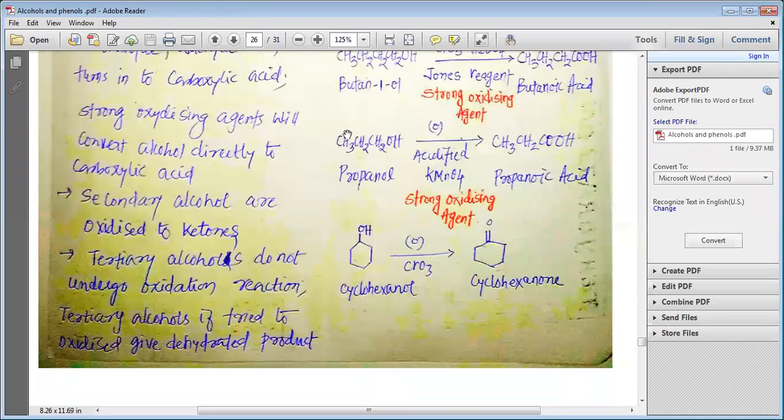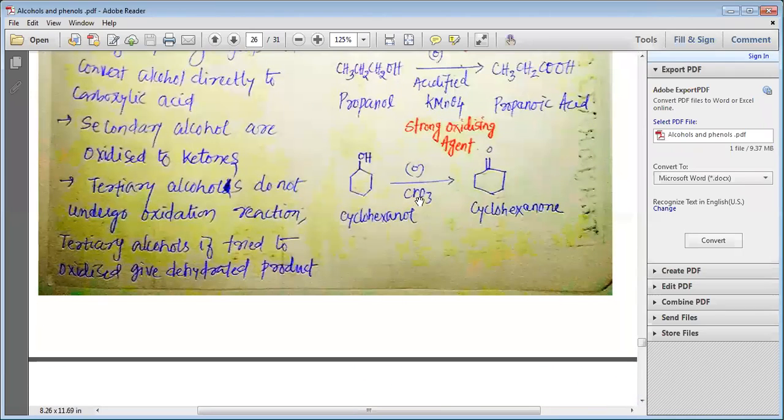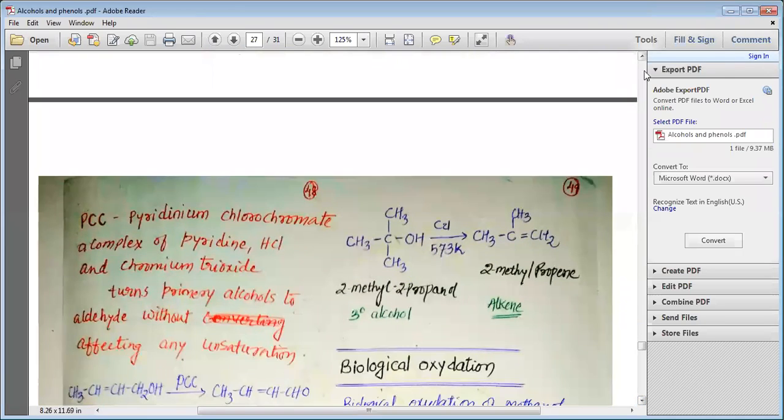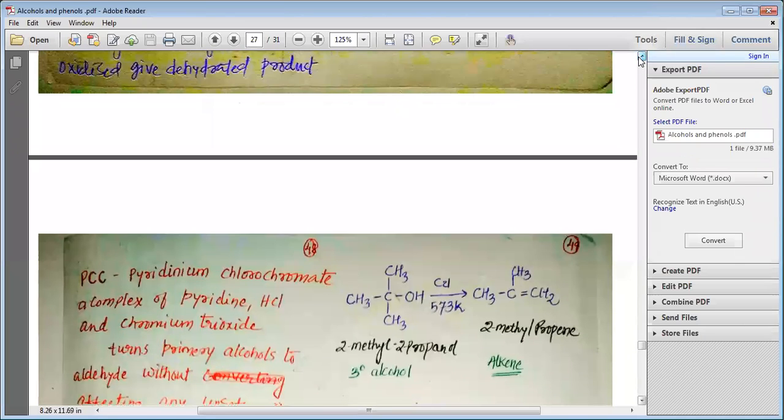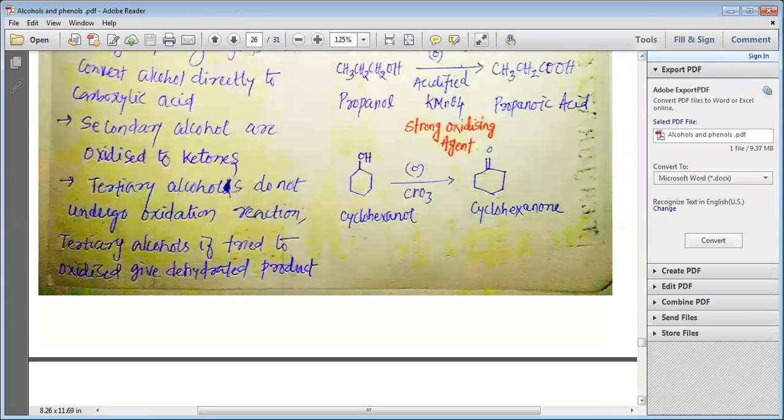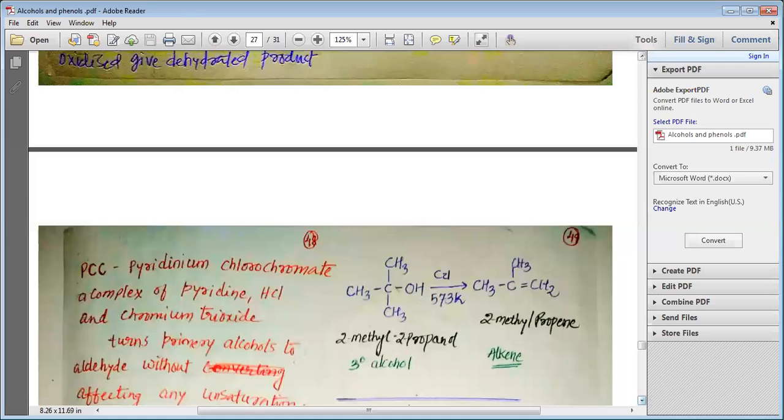Propanol on strong oxidizing agent acidified KMnO4 gives us the propanoic acid. At the same time, the mild oxidizing agent CrO3 converts cyclohexanol into cyclohexanone. So you can easily understand that cyclohexanol is the secondary alcohol.